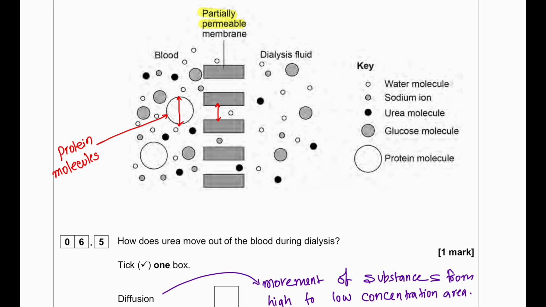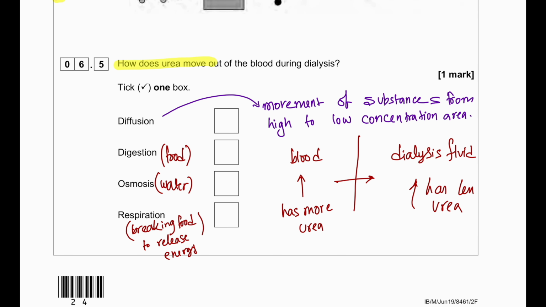We can see a partially permeable membrane through which the protein molecules cannot pass, because they are large enough that they won't be able to pass through. But other than that, substances that are present on the left hand side are also present on the right hand side. So we can see glucose molecules are present on the right hand side. So any substance that can fit through this particular hole will be able to pass through from this side to the other. How does urea move out of the blood during dialysis?